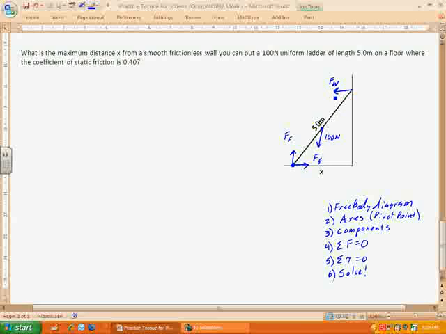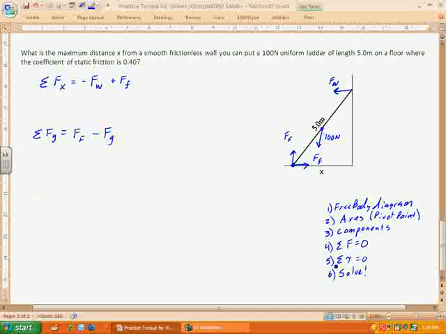Now let's write out some of the forces. First, the sum of the forces in the x direction. We've got the force of the wall, which is going to the left, so negative force of the wall. We've got the force of friction, which is going to the right, so plus the force of friction. And that's all we've got in the x direction. Let's go on to the sum of forces in the y direction. We've got the force of the floor, which is pushing up. And we've got the force of gravity, which is going down, so minus the force of gravity, which is that 100 newtons right there. And that's all our forces.